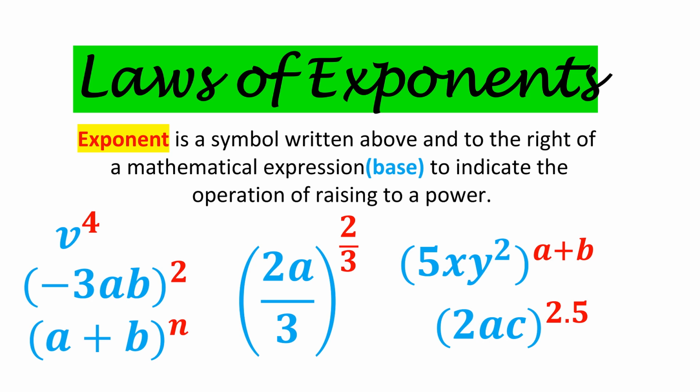Our topic for today is all about laws of exponents. As we have known, an exponent is a symbol written above and to the right of a mathematical expression, the so-called base, to indicate the operation of raising to a power. As you have seen in the different examples, there are exponents which are numerical and there are also exponents which are algebraic expressions. In other words, as it is defined, it is just a symbol. So it could be a variable, and at the same time, it could also be a constant.